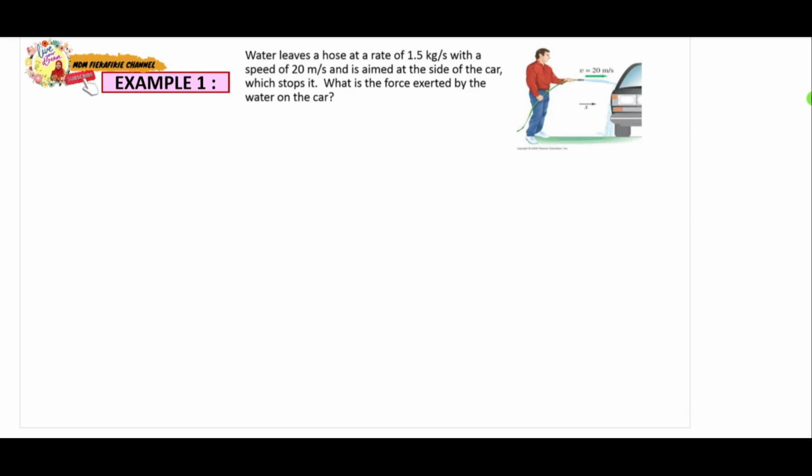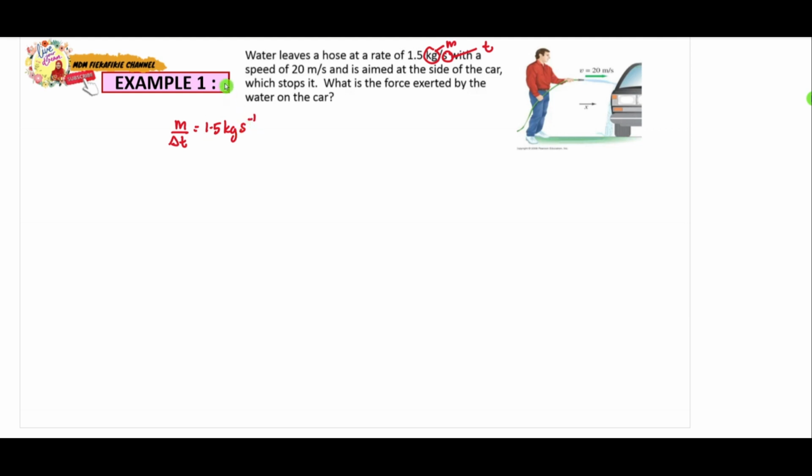Okay, so let's read the first question. Water leaves a hose at a rate of 1.5 kg per second. So look at this unit. Kg is for mass and second is for time. Alright, so actually this value, the rate of 1.5 kg per second, is mass over delta T. Okay, so kita keluarkan dulu maklumat yang diberi.